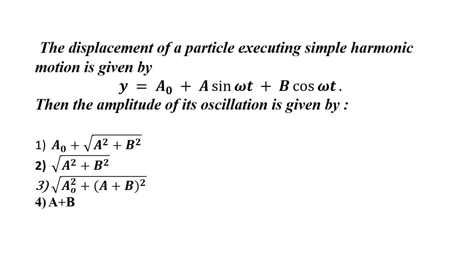Here, the displacement of the particle is given. The displacement of the particle executing simple harmonic motion is given by y equal to y naught, that's some constant amplitude, plus a sin omega t plus b cos omega t. Then the amplitude of its oscillation is given by which one of the following is the right answer. We are going to analyze it now.